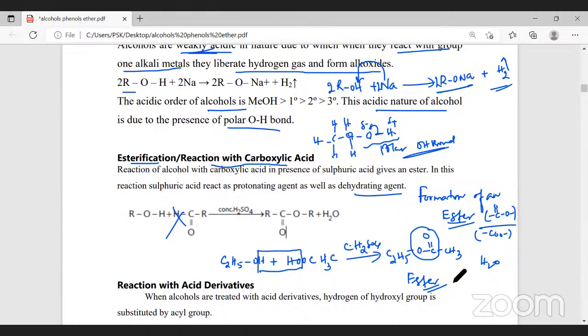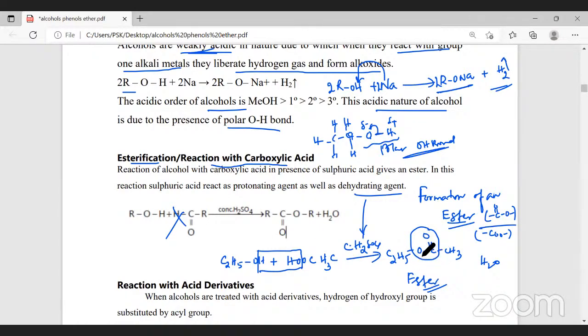It's an important question for 2 marks. Explain esterification, they ask. Esters are formed by the reaction between an alcohol and a carboxylic acid. Any alcohol and any carboxylic acid. So we have taken ethanol and acetic acid. When ethanol and acetic acid are treated with a dehydrating agent like concentrated sulfuric acid, a reagent which removes water, esters are formed.